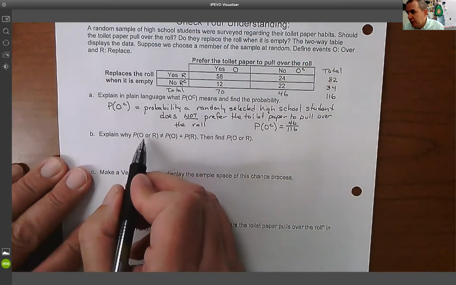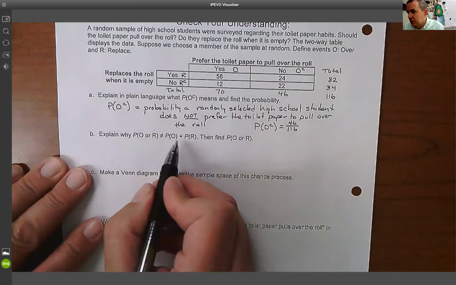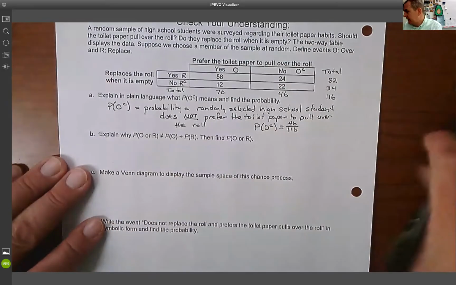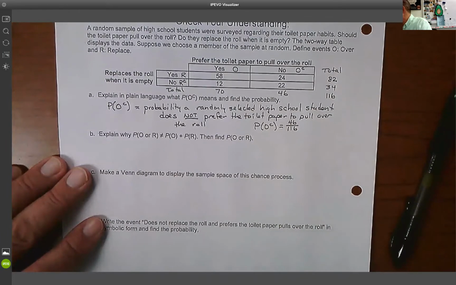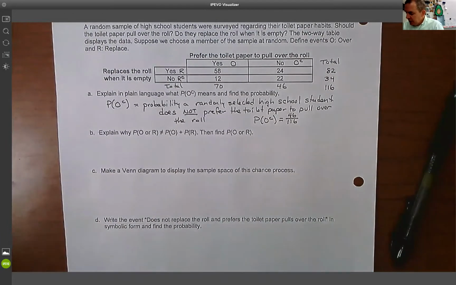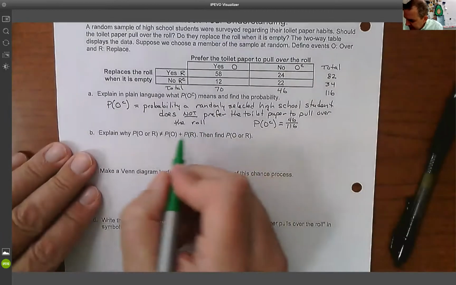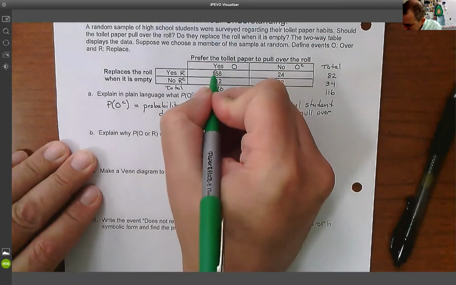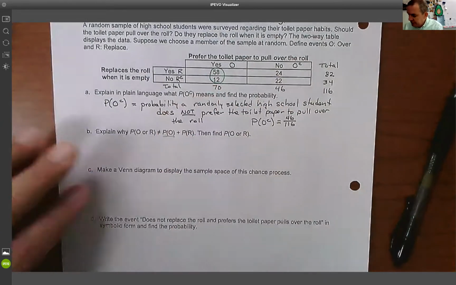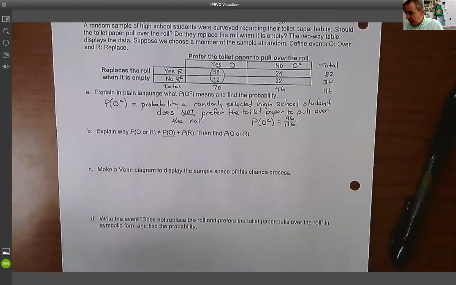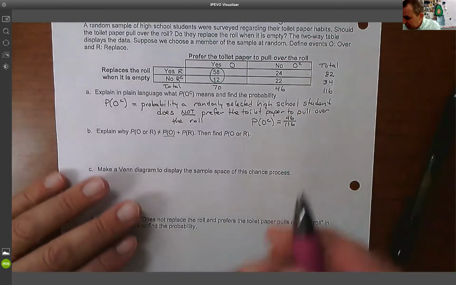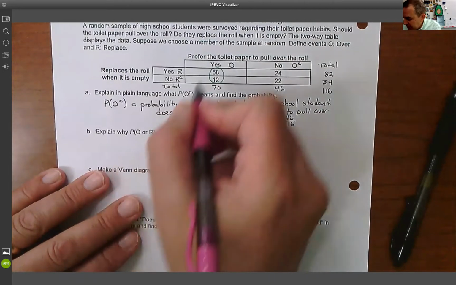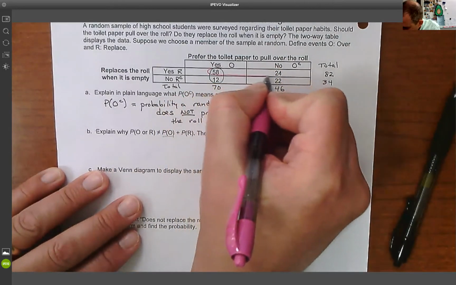Explain why the probability of O or R doesn't equal the probability of O plus the probability of R. Okay, well, let's take a look at that. Different colors. We can actually see this with two different colors that make it stand out a little bit better. So in this case, the probability of O, the probability of over, that is going to be these people right here. That's my over. The probability of R, these are the people who replace. So this is the probability of people who prefer it over or they replace. That's these people right here.